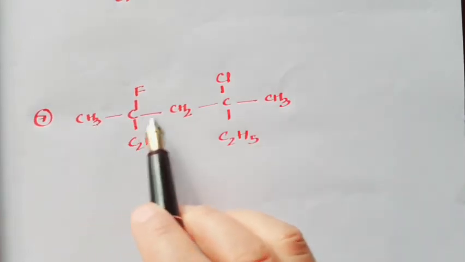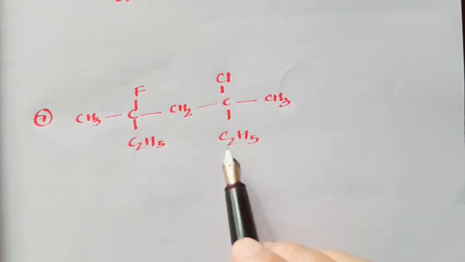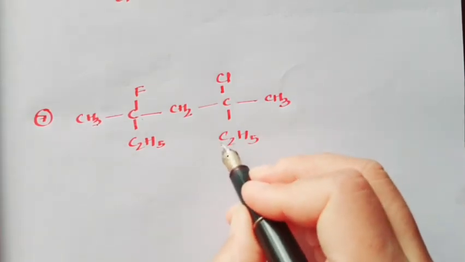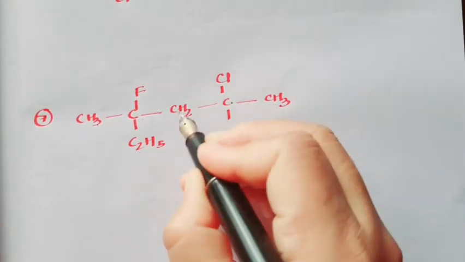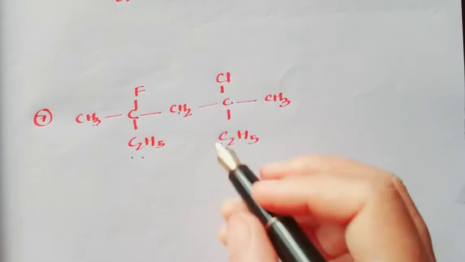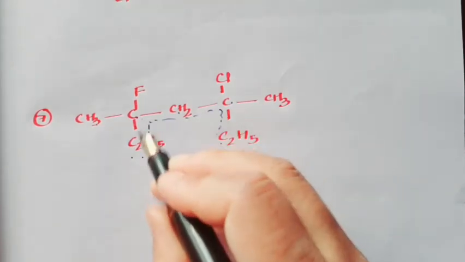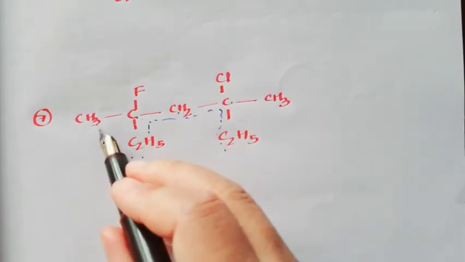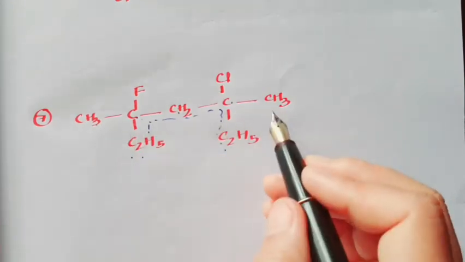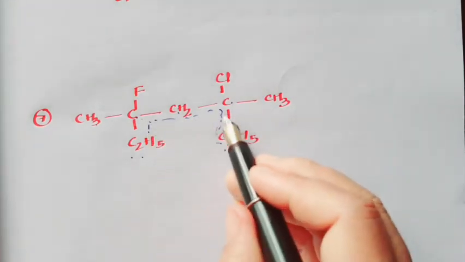Now this compound. First rule is to choose the longest chain, right? So 1 2 3 4 5 are there. Now how many are there? 2, right? Otherwise 1 2, then 3 4 5 6 and 7. If you take this as a chain, here 7 will be in a chain, and if you take this chain, it contains only 5. So that means we are going to choose this longest chain.